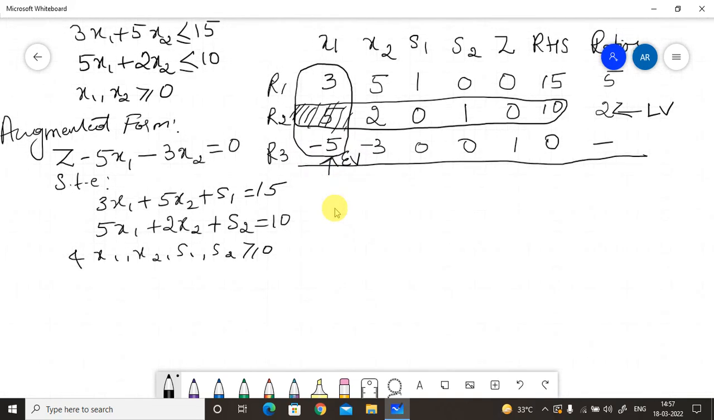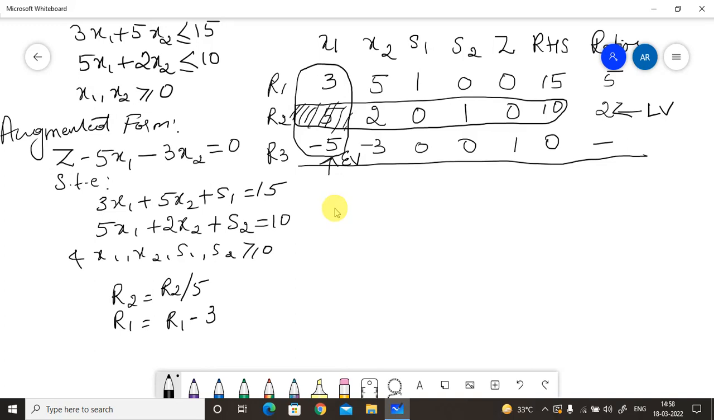Okay, so I will write it. I'll write down here, right? So the R2 value will be R2 by 5. Okay, so what is the value for R1? What is the formula for R1? R1 will be R1 minus 3.